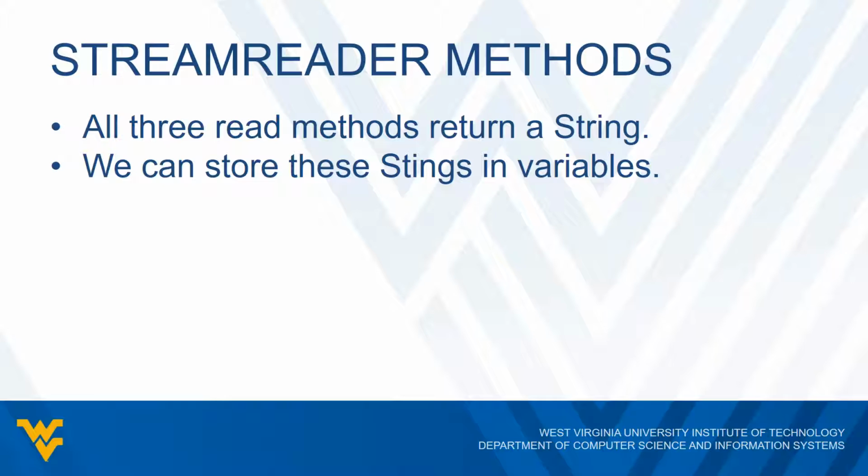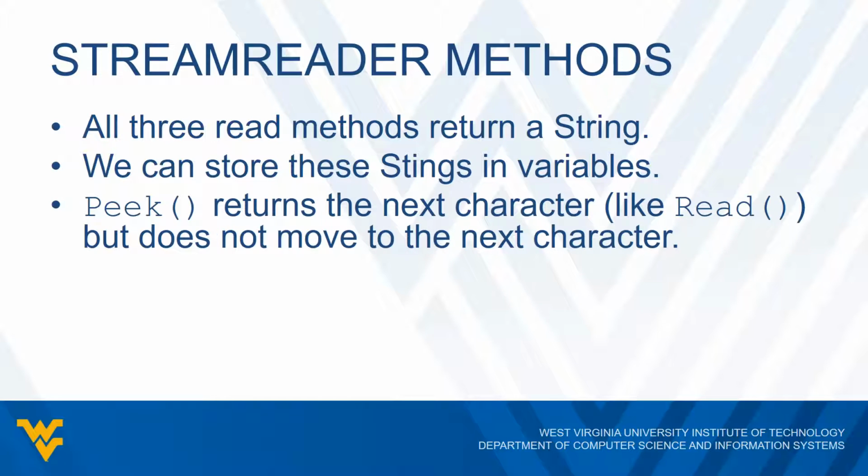Now, there is another reading method that we can use, and it works just a little bit differently. This method is called Peek, and this does read the next character just like the Read method does. The only difference is it does not move to the next character. So if I keep calling Peek several times, it's just going to keep returning the same character that it's currently at. It's not going to move to the next character unless we call the Read method.